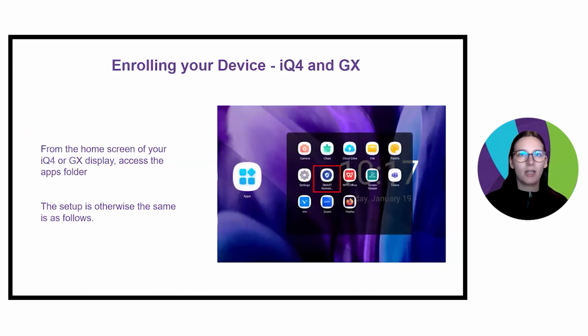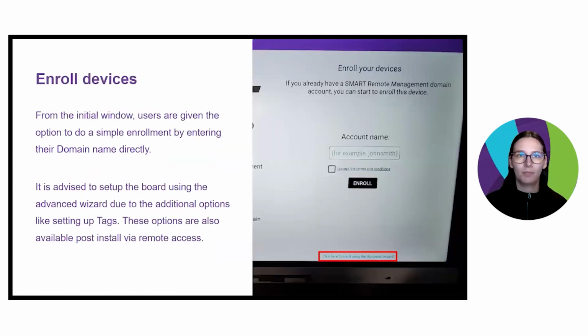And then I also have this screenshot here to talk about enrolling your device on those IQ4 and GX panels. Now, this screenshot is from our GX. What you'll do from GX is you're going to select your app option, and then you'll see this little smart remote management app available to you. And otherwise, the settings are the same. Now, your IQ4, that's going to be your RX panel and your MXV5. It's the same thing, it's just not gonna look exactly the same. You just have to navigate to the apps on the IQ4 panel, and then you're gonna find that same smart remote management app to get that set up there.